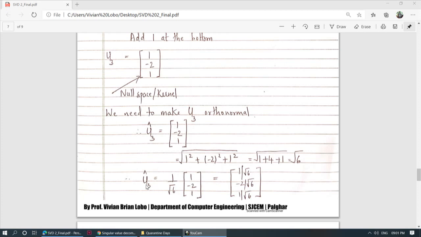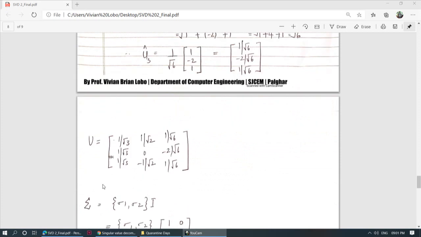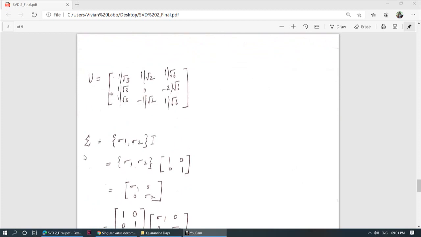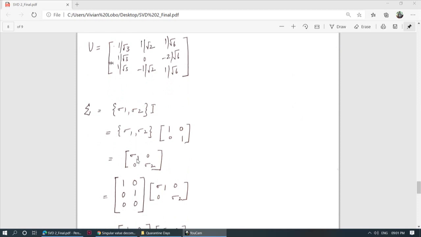So now U3 cap is your actual U3, which will be with your U1 and U2. So this is the U1 value, U2 value, and this is the U3 value. So we have obtained the value of U. Now summation is singular value 1 comma singular value 2 multiplied with I. So because we have considered U1, U2 to be 2 cross 2, in that case we have got sigma 1, 0, 0, sigma 2. And this is nothing but I.